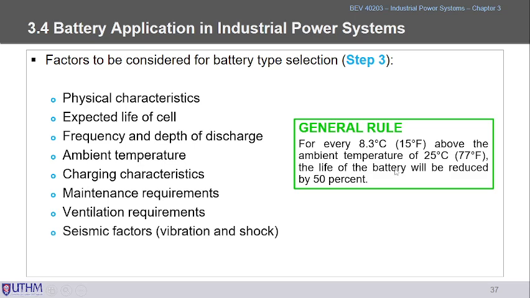And another one, which is not that applicable in Malaysia, we call the seismic factors. The seismic factor is due to earthquakes, vibration and shock. That's why in our car we normally have vibration and shock, and this will have much impact on our battery's lifespan, as compared to if you don't have the seismic factors like vibration and shock in its operating conditions.